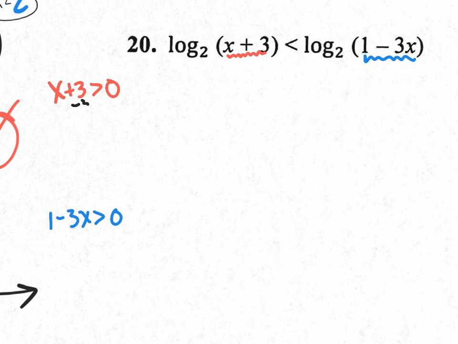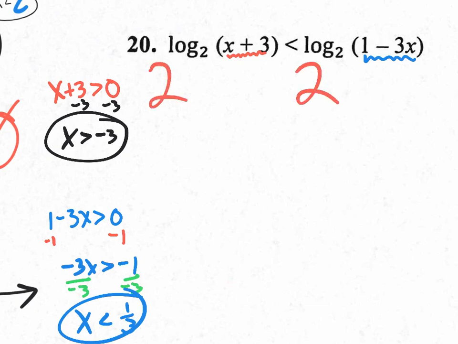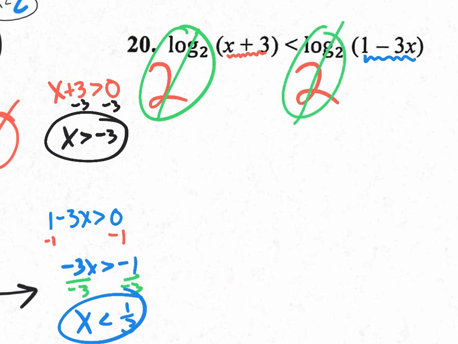So we get our 2 possible answers by setting that as being greater than 0. Let's solve each of them. Minus 3, x is greater than -3. That's one possible answer. Over here, minus 1, we end up with -3x is greater than -1. Divide both sides by -3, and we get x is less than positive 1/3. It's another possible answer. And then we go back to the original logarithmic inequality and solve the whole thing by raising both sides to the power of base 2. That way it eliminates the logs, and we end up with x plus 3 is less than 1 minus 3x.